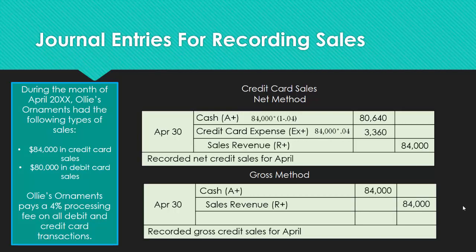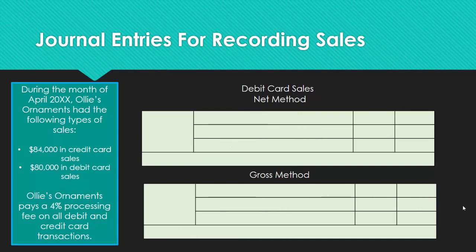It just requires you to have two separate entries, which is why companies prefer to use the net method, because it requires less bookkeeping. You already have it there. Sure, you might underreport your cash every once in a while because you haven't actually paid the credit card expenses yet, but all things considered, it's a small amount in the scheme of your business, so it just makes it easier on you to record net. Let's do this for the debit card sales.